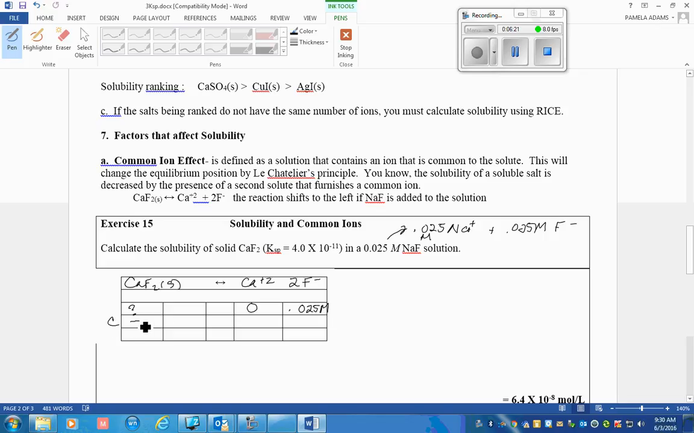The change that will occur: for every one of these that dissolves, you have one calcium ion and 2 fluoride ions. So the molar solubility at equilibrium of calcium fluoride is X. The molar concentration of the calcium ions will be X, and the molar concentration of the fluoride ions will be 0.025 plus 2X. Our Ksp expression is equal to the calcium ion concentration times the fluoride ion concentration raised to the second power. Our Ksp value is 4.0 times 10 to the negative 11, which is a very small number.